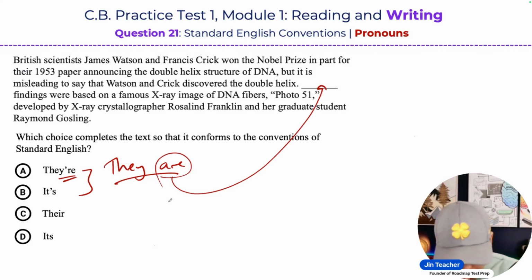So if we read the passage, it says, British scientists James Watson and Francis Crick won the Nobel Prize in part for their 1953 paper announcing the double helix structure of DNA, but it is misleading to say that Watson and Crick discovered the double helix.